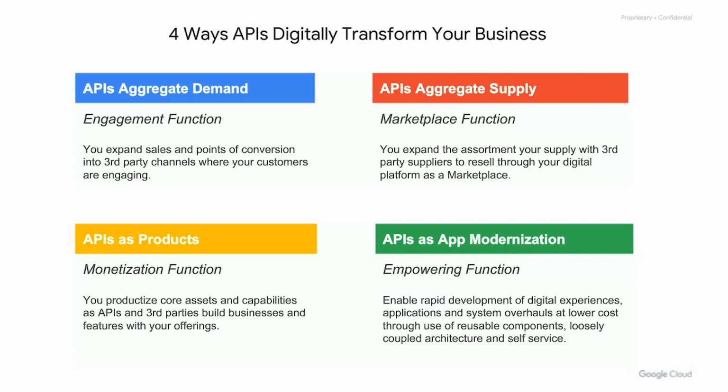Aggregating supply is extending your assortment, extending your ability to become a marketplace and sell products from additional suppliers, not just those products which you have on hand, perhaps in your own distribution centers.